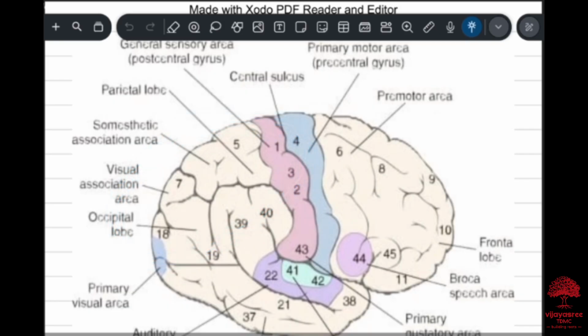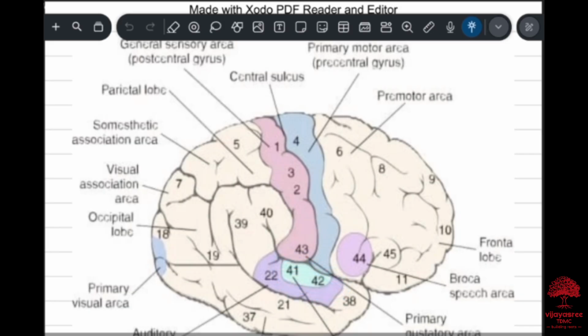And then the inferior parietal lobule, that's the area number 39. Area number 39 helps in reading, writing and language. Then area number 40, that is language integration. Then area number 41 and 42, which lie in the superior temporal gyrus, that is this one.